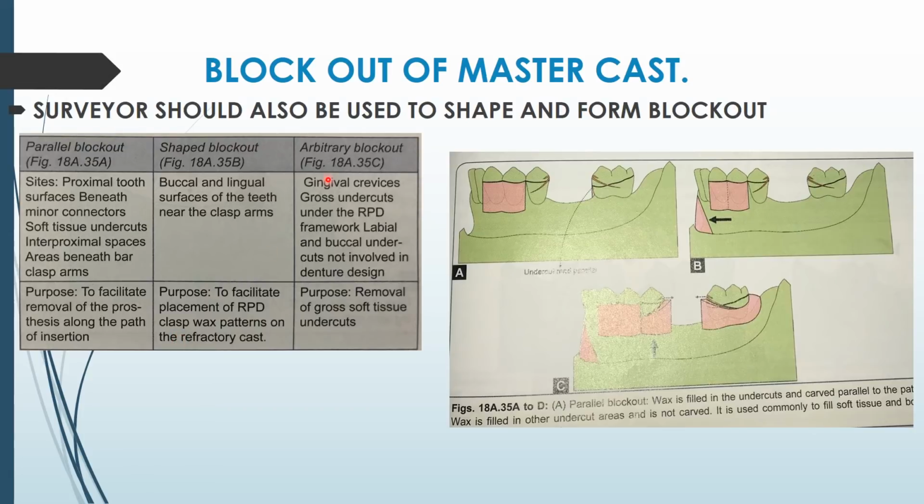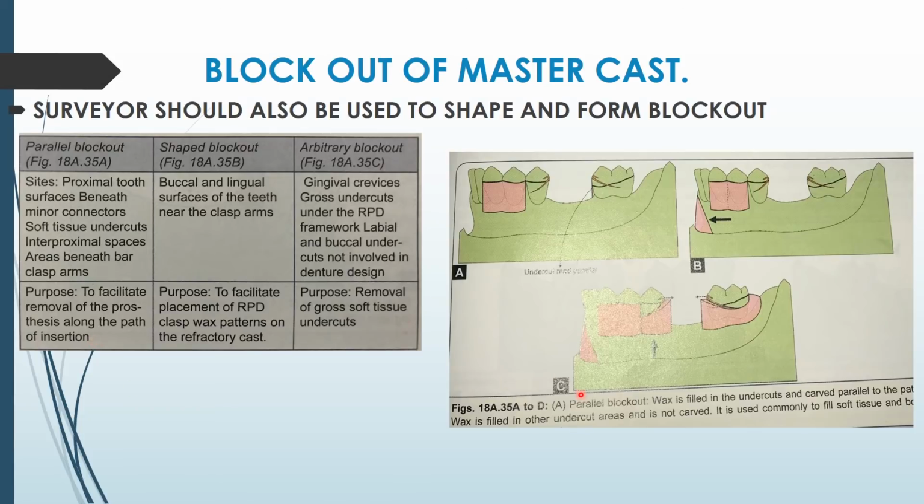And the arbitrary blockouts are given at gingival crevices, gross undercuts, then buccal and labial undercuts, which are not involved in the denture design. Removal of the gross tissue undercuts: if there are any gross tissue undercuts, to remove that you use these arbitrary blockouts. So you give the shape blockout to facilitate the placement, and parallel blockouts to facilitate the removal of it.